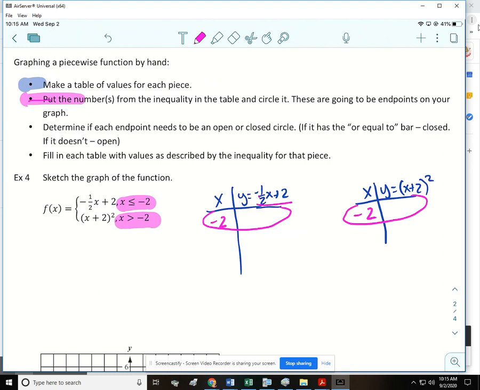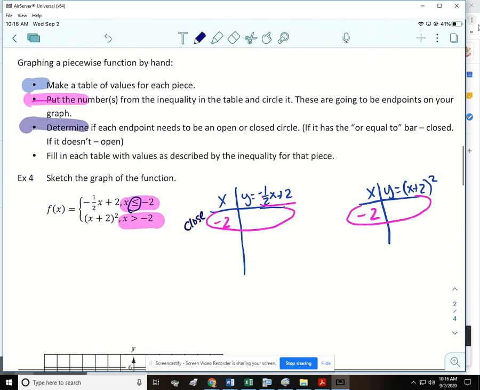All right, next, we're going to determine if that end point needs to be an open or a closed circle. And what determines that is the inequality. So for this first piece, the inequality has an or equal to. That means this one's closed. For the second piece, it doesn't. That means this point is going to be an open point.